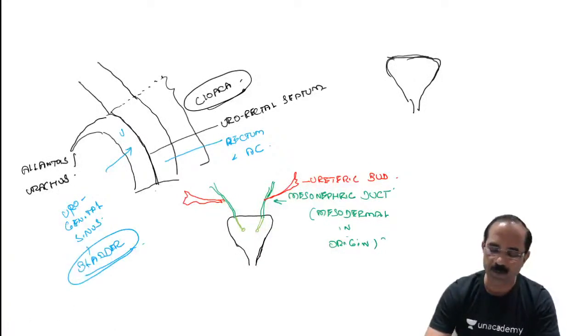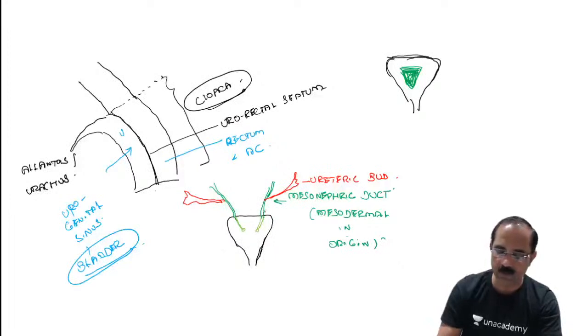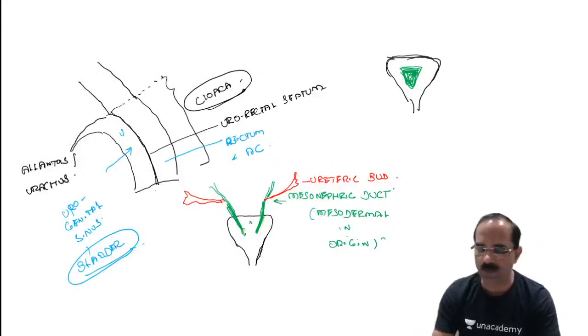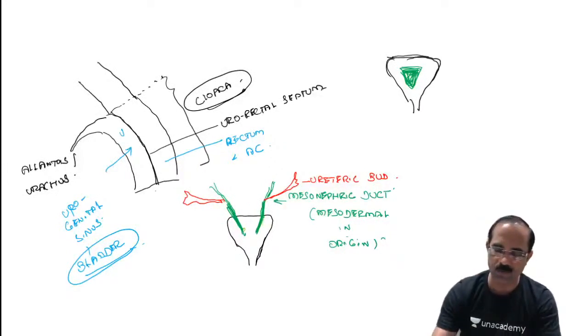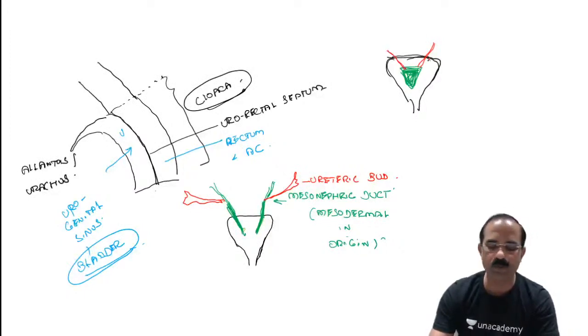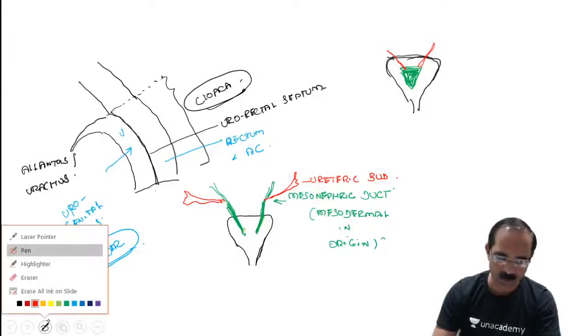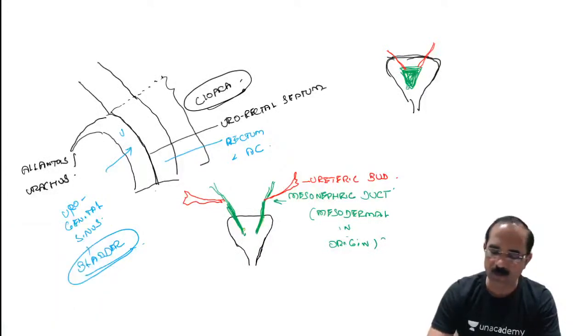After some time, this much part of the mesonephric duct is absorbed into the bladder. So how many openings will there be now? You've got four openings: two of the mesonephric ducts and two of the ureteric bud. These are the two openings of the ureteric bud, and these will be the two openings of the mesonephric ducts.